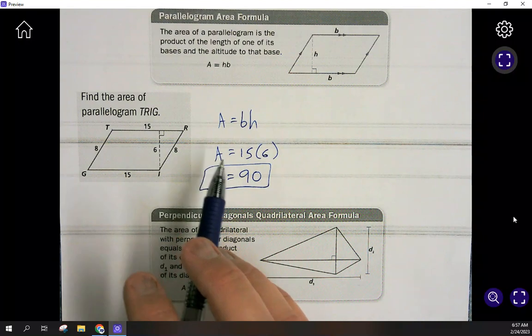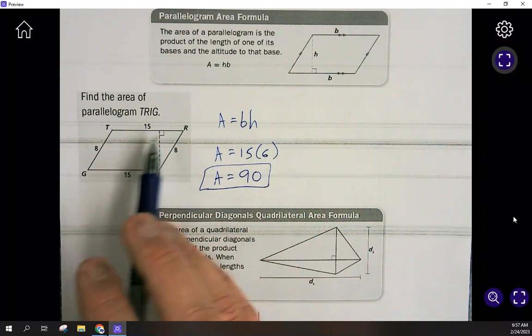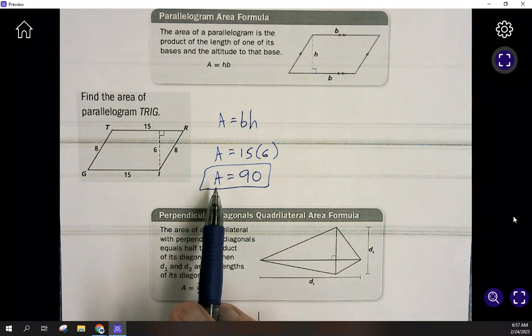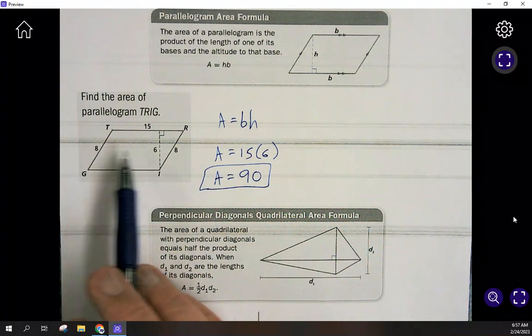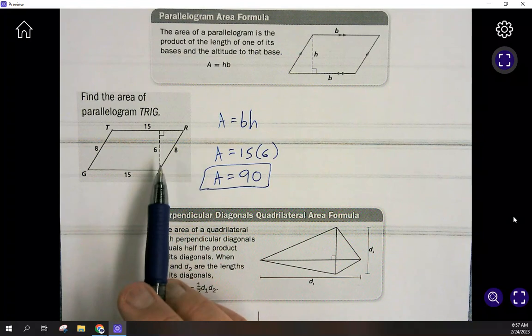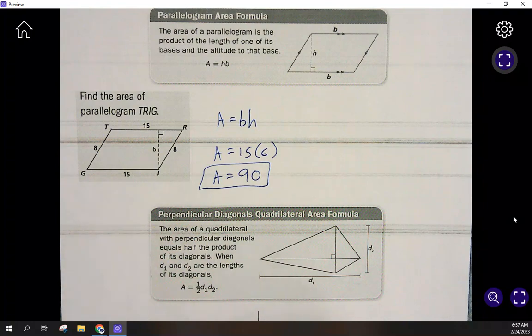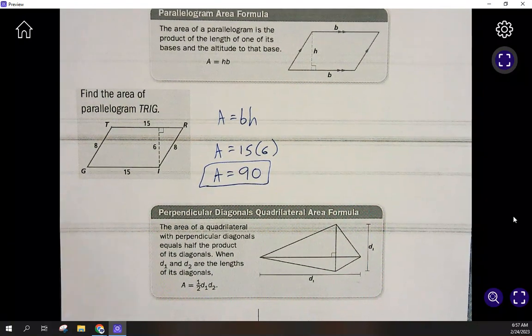If they had given you the area and then one of those, either the base or the height, you could work your way backwards through that as well. Just make sure you're not pulling the sides. Always look, the key is your 90 degrees. The height or the altitude of a shape is always going to hit the base at 90 degrees. So that's what you should be looking for.